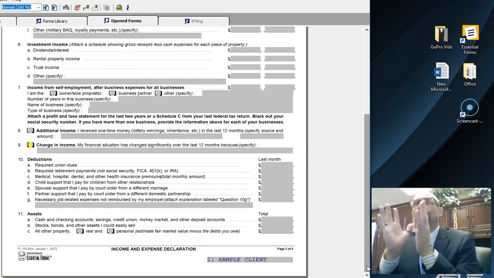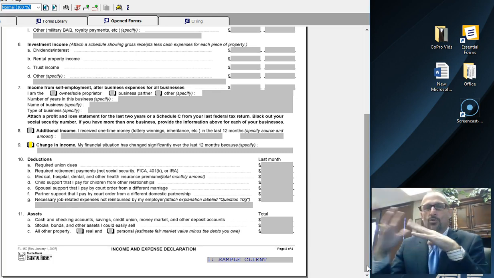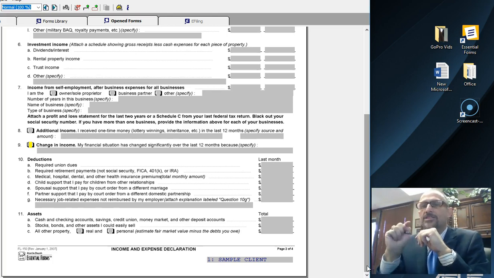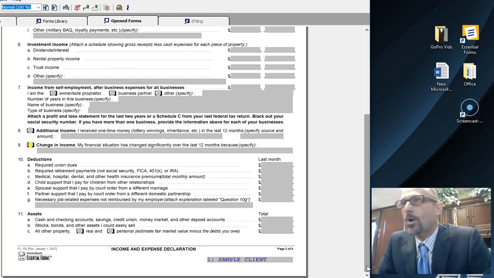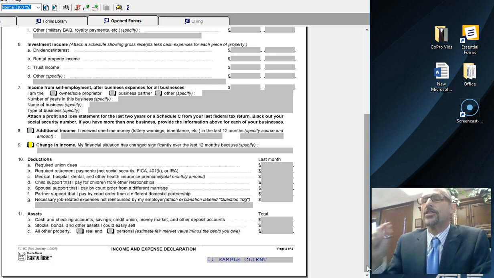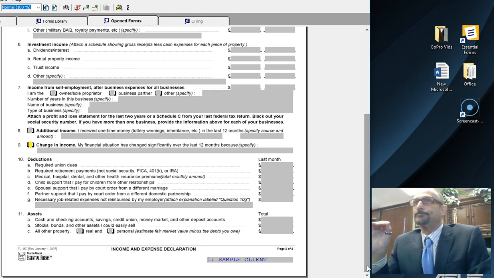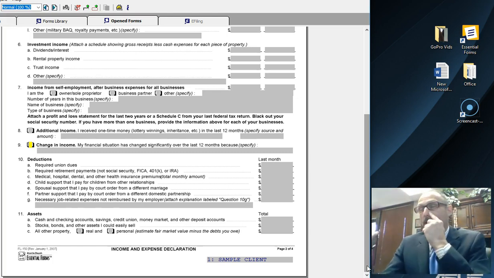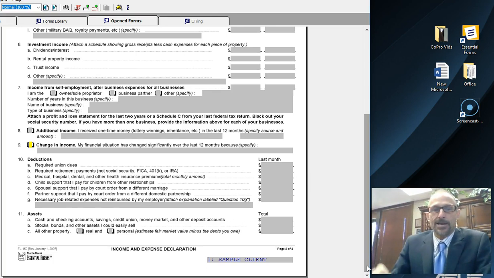I also want to warn you. I'm going to take a second just to warn you here. This form, and I mentioned this in the intro, this form, the FL-150, the Income and Expense Declaration, is the most cross-examined form in all of California forms. So, at least California family law forms. That's my experience.